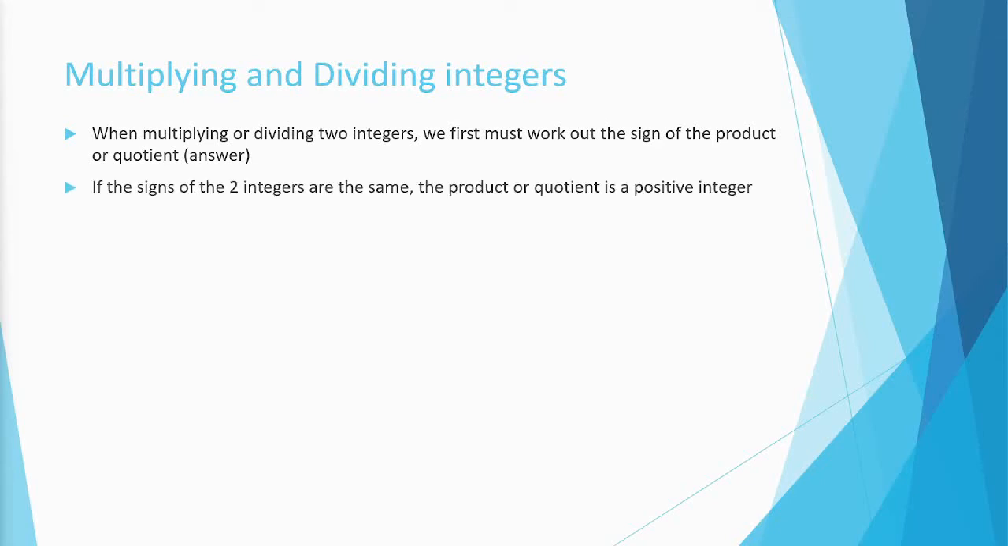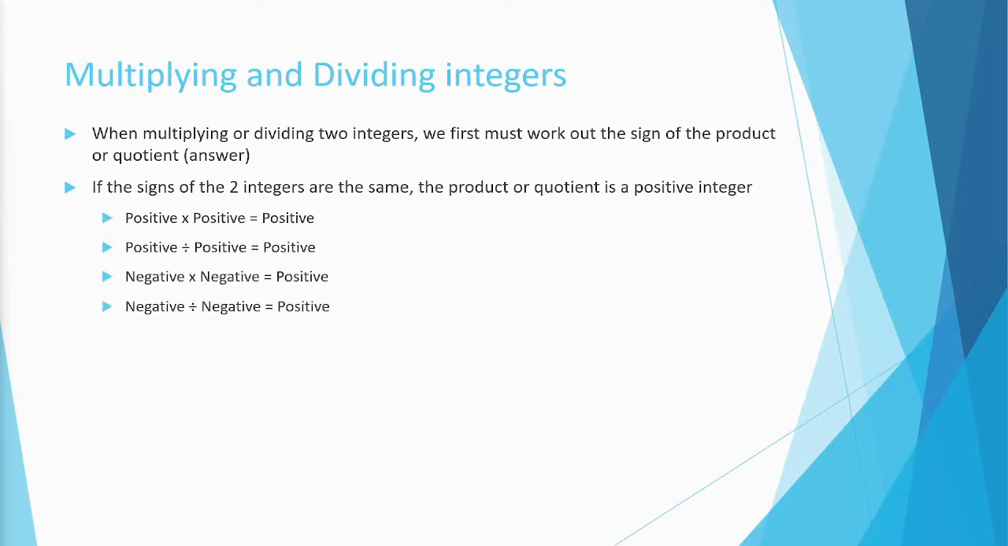If the sign of the two integers that we are doing in the product or quotient are positive, therefore the answer is going to be a positive. If they're both negative, it's also going to be positive. So if the two signs are the same, the answer will be positive. And we have this table here to remind us. So a positive times a positive is a positive, and a positive divided by a positive is also a positive. A negative times a negative is a positive, and a negative divided by a negative is still a positive.